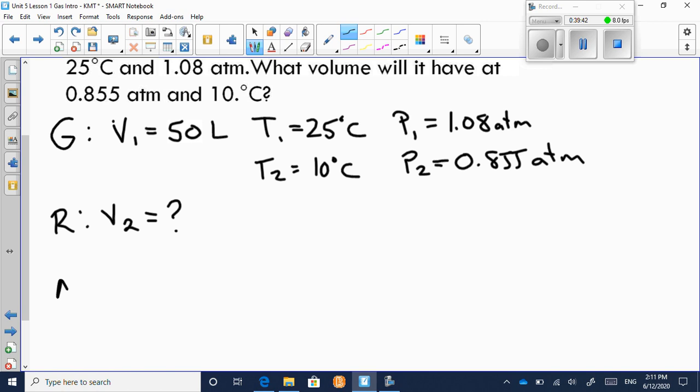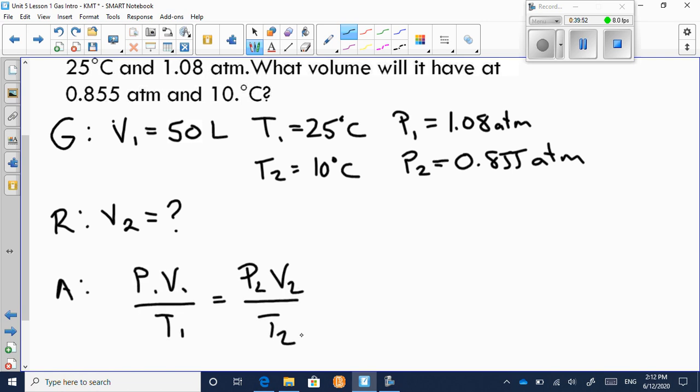Well, I know that the combined gas law says P1 V1 over T1 is equal to P2 V2 over T2. But before I can do it, I've got to convert. I know that 25 degrees, I add it to 273 and that's 298.15 Kelvin. Remember, you've got to convert temperatures to Kelvin. And here, this would be 283.15 Kelvin. Okay, we're good to sub and solve.